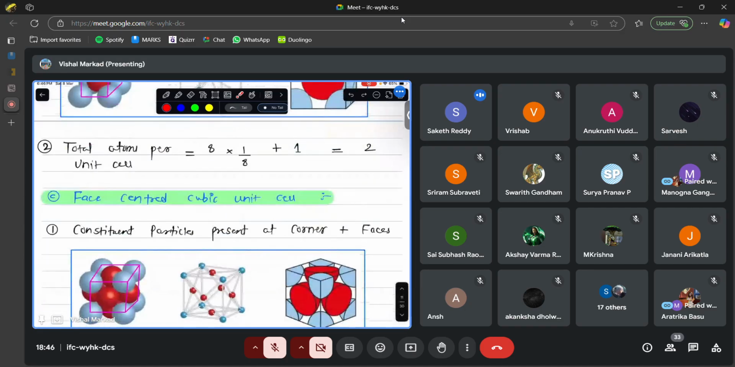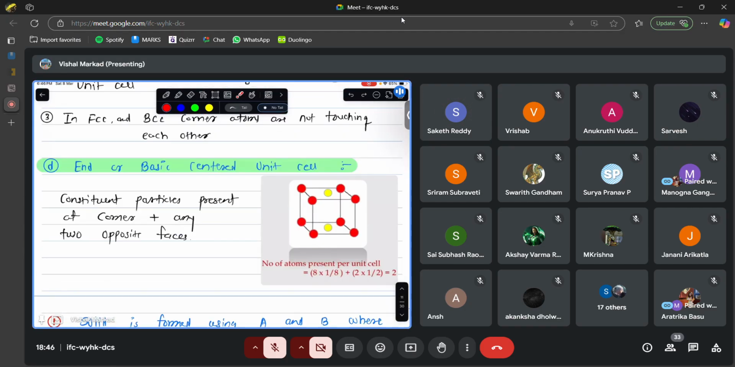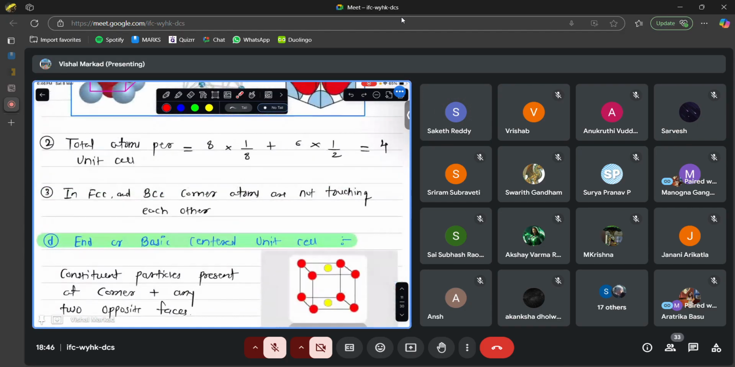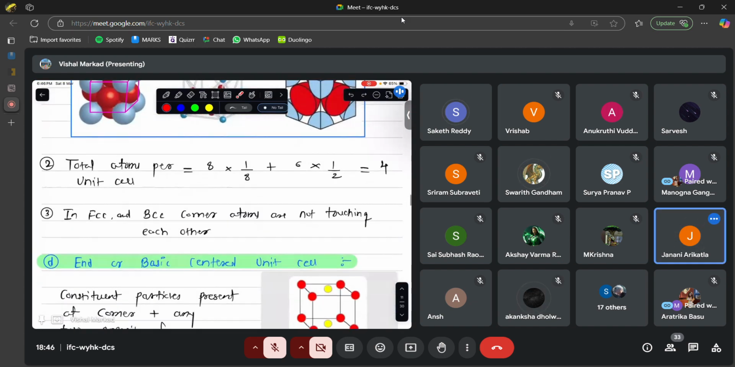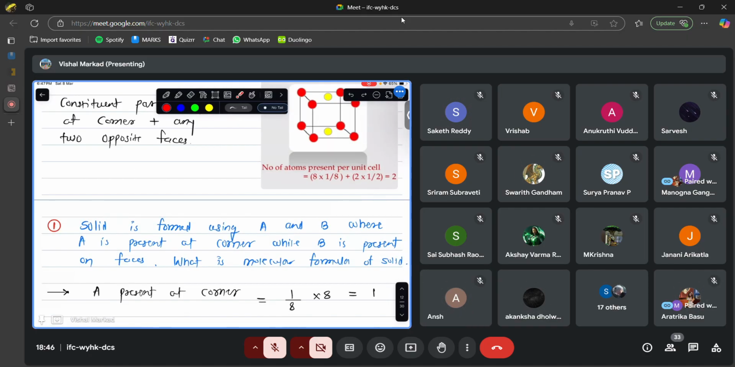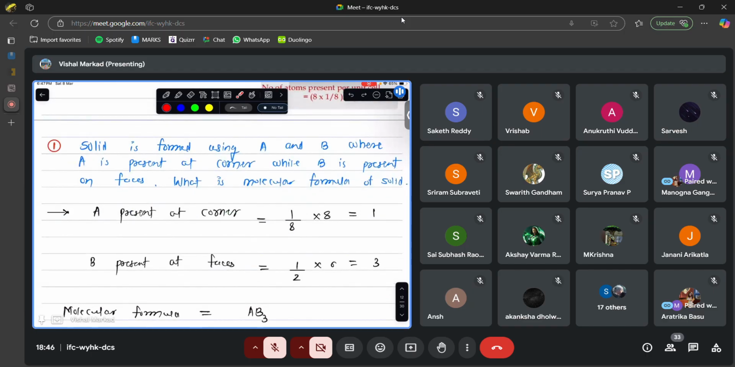Okay. So what is the number of atoms present in SCC? 1. FCC? 4. And in BCC? 2. Clear this thing? Okay. Now, read this first question. Anyone, you read?